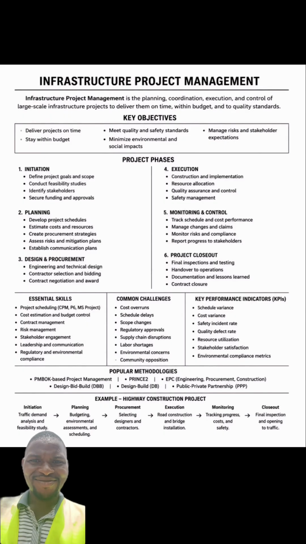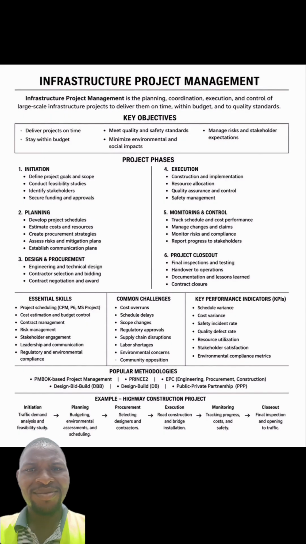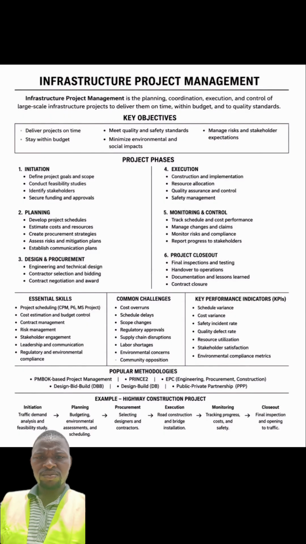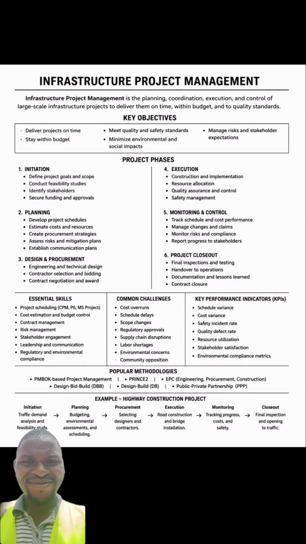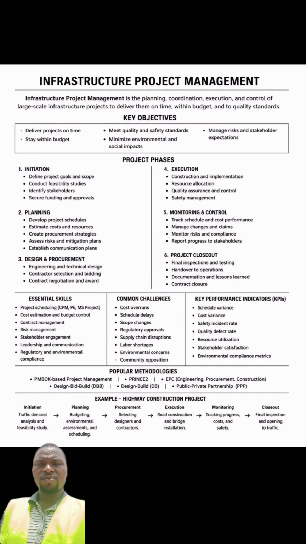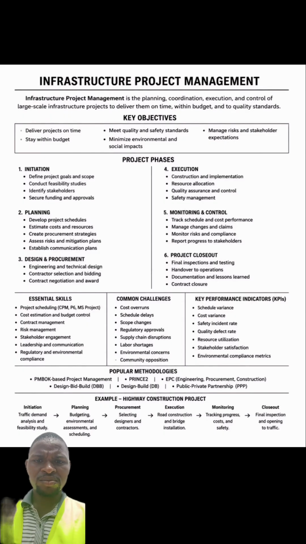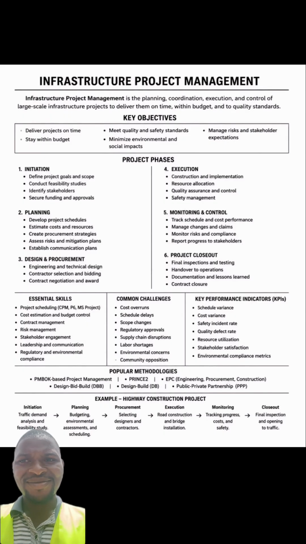Then cost estimation and budget control. So this is very, very important, because you need to understand how to do your estimate and do your market survey. From your market survey, you put the items you got from your market survey into your cost estimation. All this will still give you your budget, right? Then contract management, risk management, stakeholders engagement, leadership and communication, regulatory and environmental compliance. So all this put together gives the essential skills.